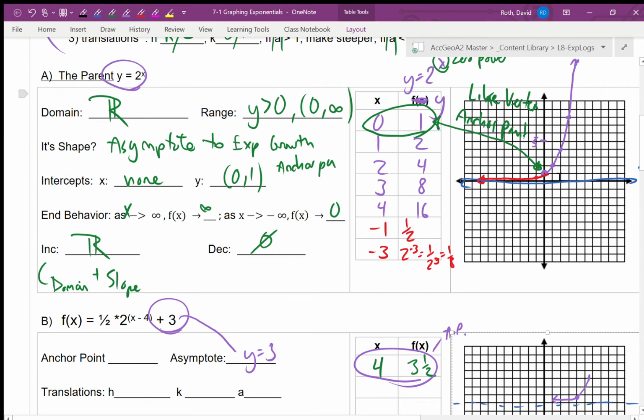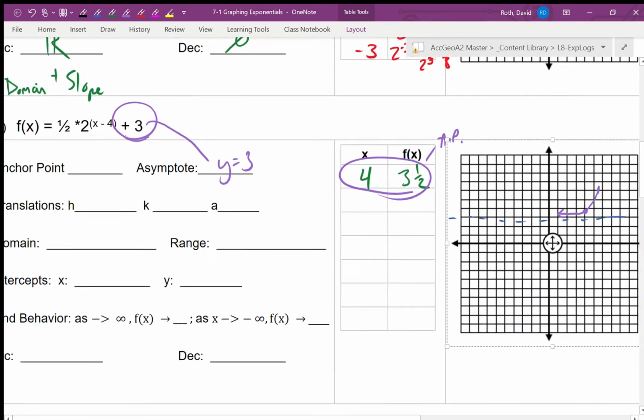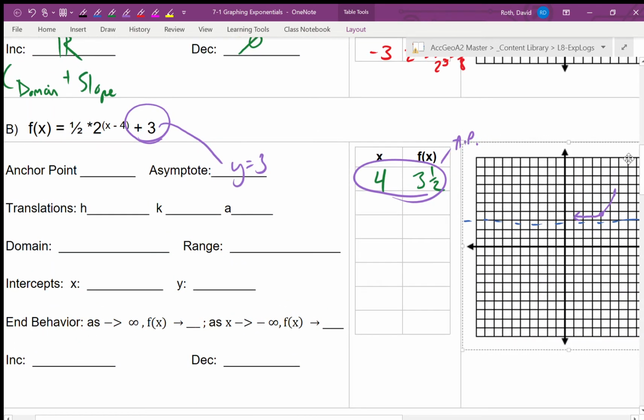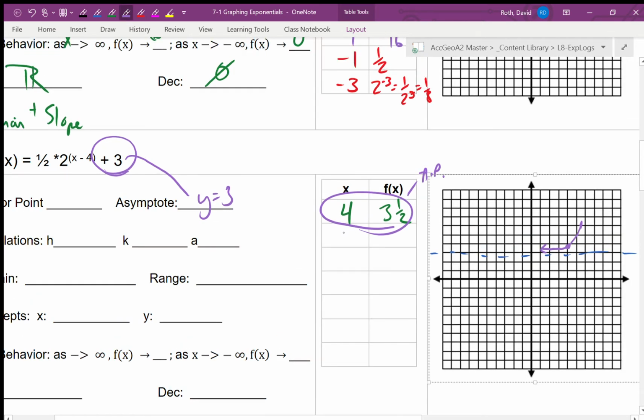Is there any reason to pick values to the left of my anchor point? Just say no, because it goes to the asymptote real quick. So to get my shape here, there's really no point in picking any value of x and wasting time plugging in 0, 1, 2, or 3. It's going to go to the asymptote really darn quick, unless I made a real bad mistake and didn't realize this was growth. Okay, so pick 5, 6, 7, 8. Points like that if you like.